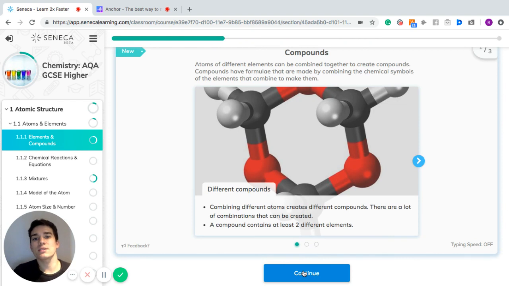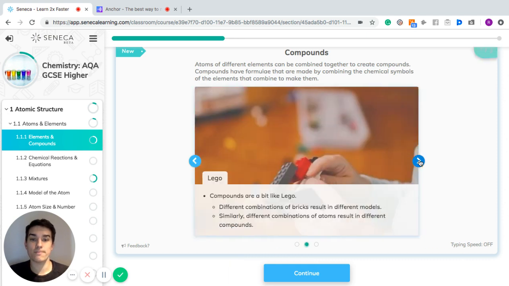Now, compounds, these are atoms of different elements that are combined to create these compounds. Compounds have what we call formulae that can be made by combining those chemical symbols that we just talked about. An example might be that if you've got two elements coming together, they'll create a compound. To make a compound, you need to have at least two elements combining. And there's lots of different combinations of atoms that you can have to make compounds.